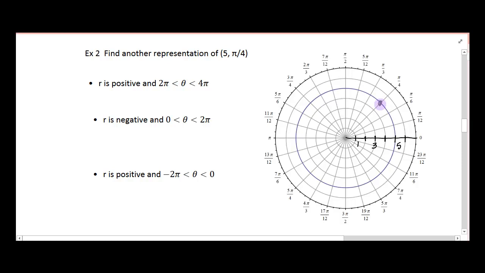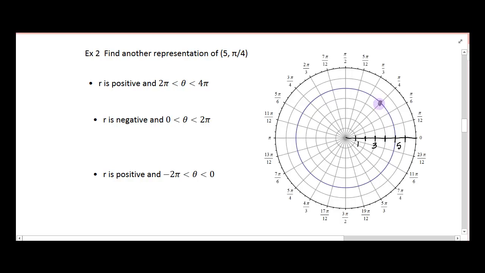So what I'm trying to do in this video is find 3 more ways to represent, in other words, 3 coordinates that would represent this exact same position on my graph. The first one's fairly easy. The first one says I need r to be positive, and I want a theta then that is between 2 pi and 4 pi. So if theta is between 2 pi and 4 pi, then that means that I have traveled 1 time plus more around the circle, right?